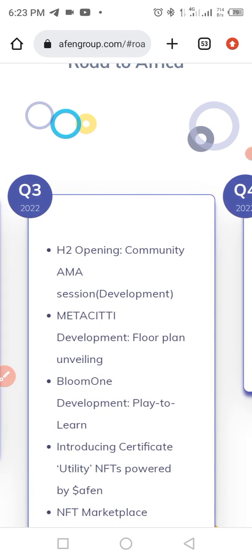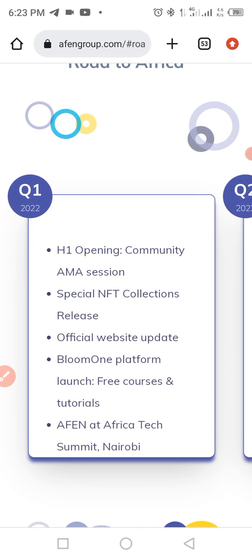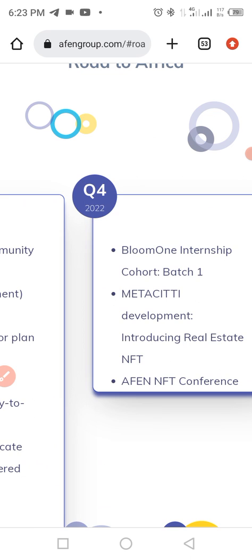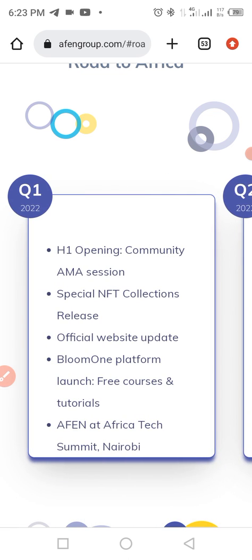If you look at 2022, this is their roadmap. They've divided it into Q1, Q2, Q3, and Q4. Remember, a year can be divided into four sections. The first one they say is H1 opening community AMA section. Remember I told you that community is very important. AMA means ask me anything. They want to engage their community to sustain liveliness in it. Then they look at the launch of their official website updates.